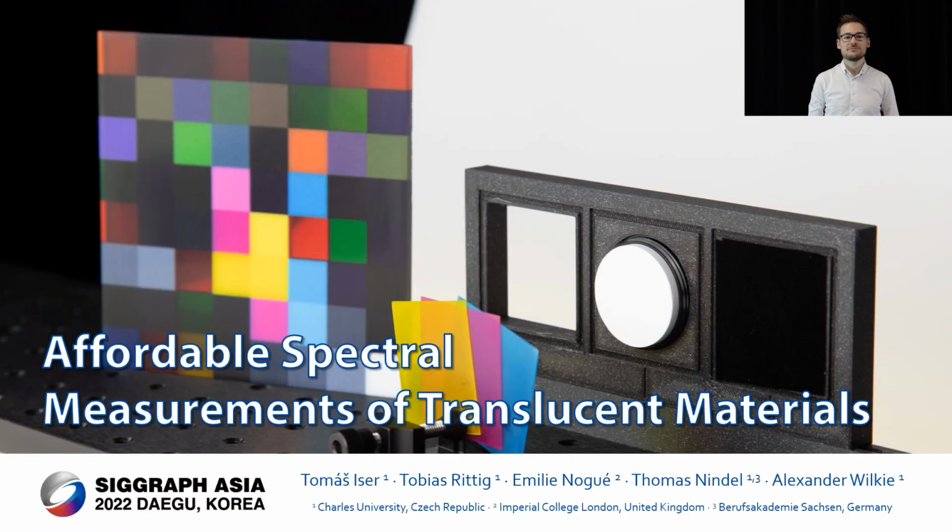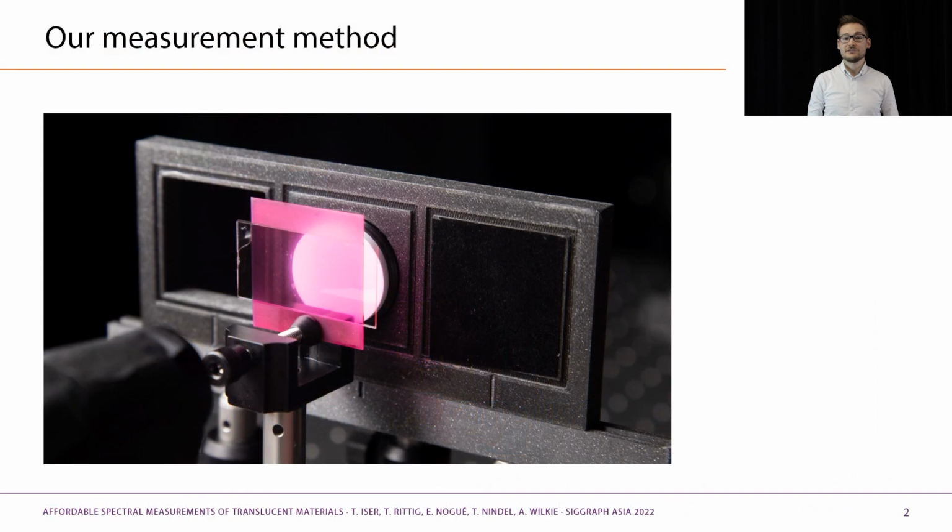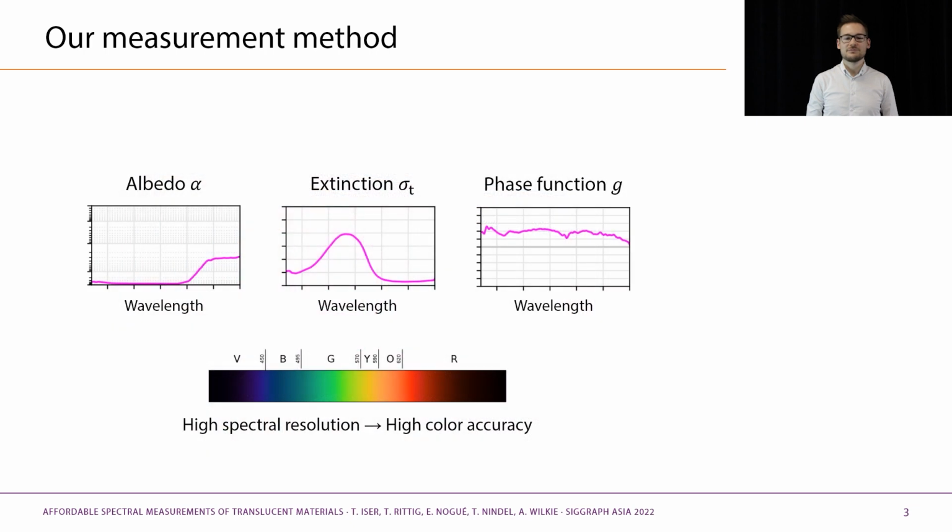Hi, I'm Tomáš Iser from Charles University, and today I will show you a simple way to measure the optical properties of translucent materials without any sophisticated and expensive laboratory equipment. It allows anyone to construct a simple setup in which a sample can be placed and its scattering properties can be estimated. This includes albedo, extinction coefficient, and phase function anisotropy.